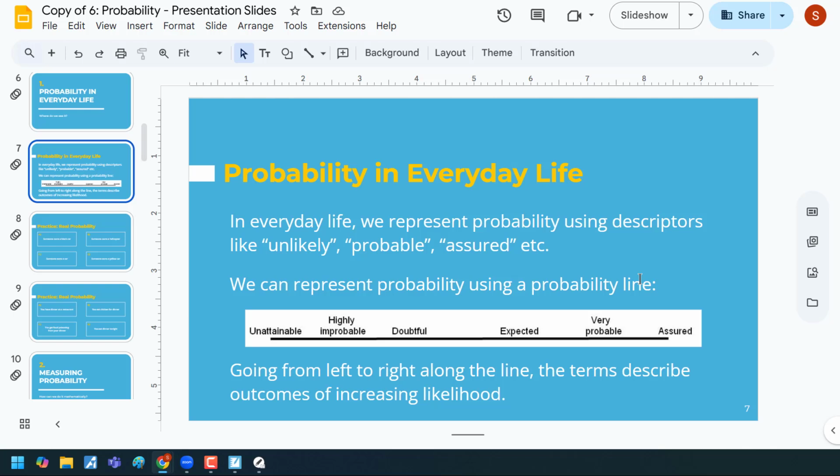So probability, it's not always 100%. That's something you should know. Some things are 100%. But yeah, that's what probability is. How likely stuff is going to happen.